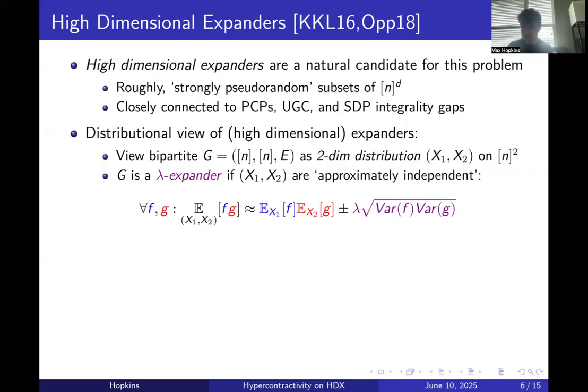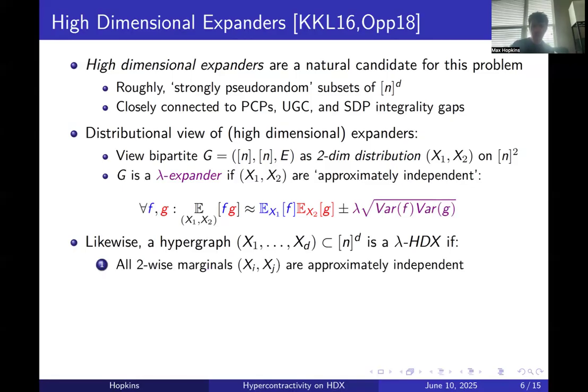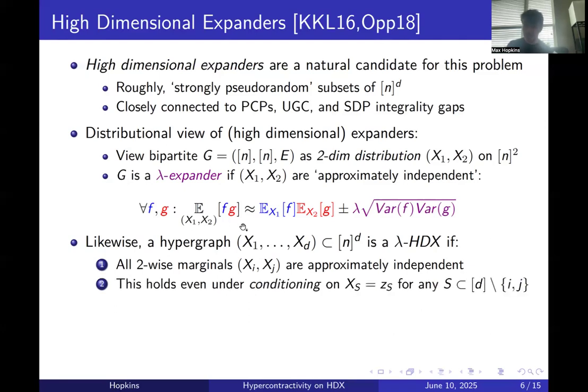High-dimensional expanders just generalize this idea to d dimensions. A hypergraph that's a d-dimensional subset of n to the d, x1 through xd, is called a lambda high-dimensional expander, or a local spectral expander, if first, all of the two-wise marginals xi, xj are approximately independent, i.e. they're lambda expanders. And two, critically, this holds even under conditioning on the value of any of the remaining variables. So if I take xi, xj, and I fix the value of all the other variables in the distribution to something that's in the support, even conditioned on these values, xi and xj should remain approximately independent. That is the notion of a high-dimensional expander.